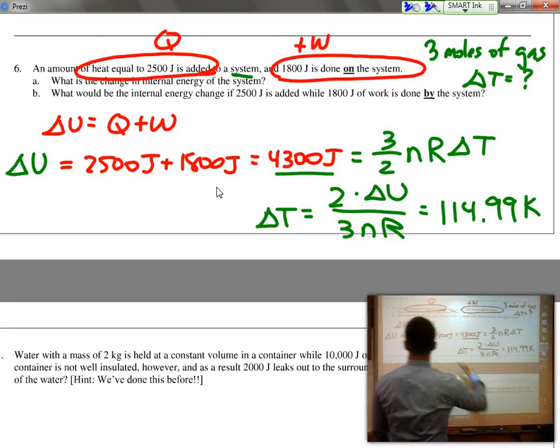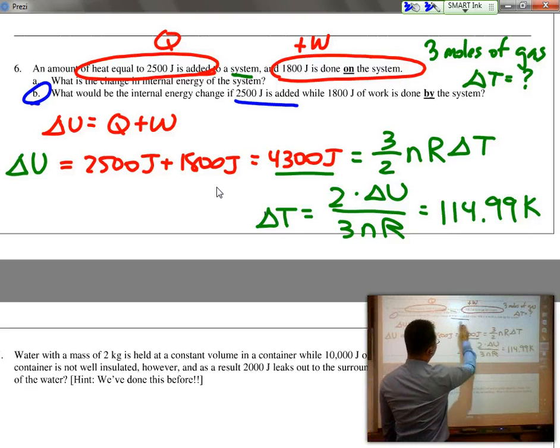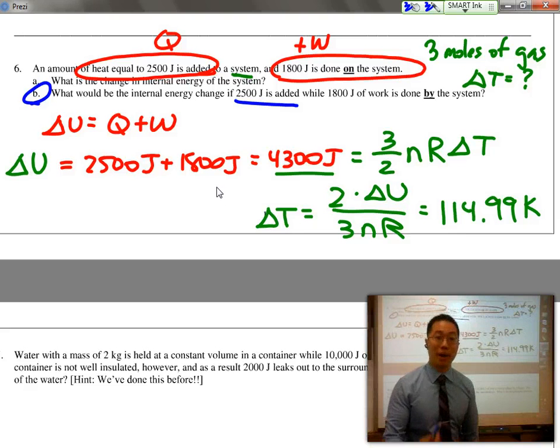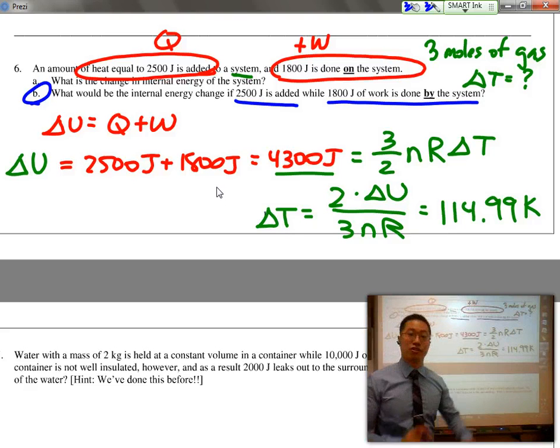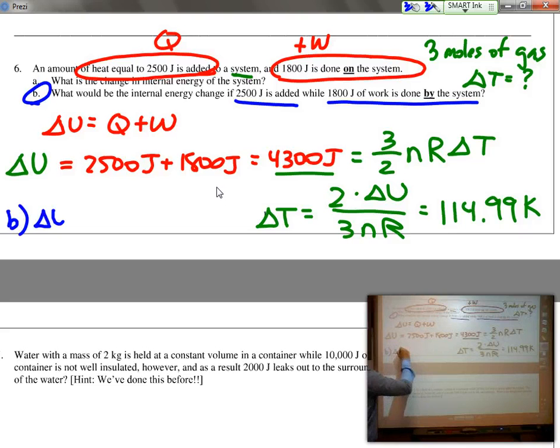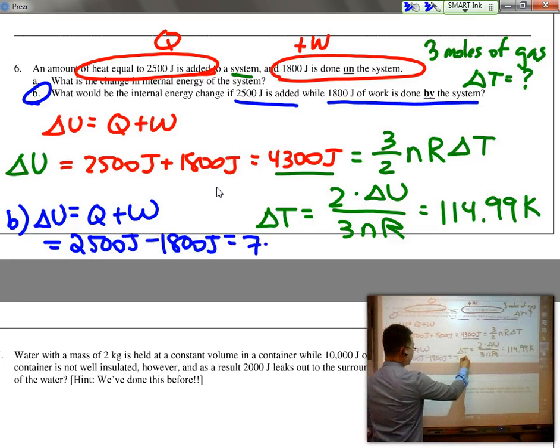For part B, they ask, what would the internal energy be if the 2,500 joules was added while 1,800 joules of work was done by the system? So if 1,800 joules of work was done by the system, that means the gas is using its own energy to push back out. So for part B, delta U equals Q plus W, so you end up with 2,500 joules minus 1,800 joules, which is equal to 700 joules.